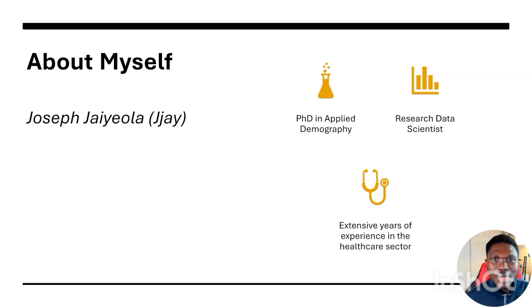My name is Jaiyeola, and people fondly call me Jjay. Some people also call me Joe. Anyone is fine with me. By education, I have a PhD in applied demography, and people often ask me what that means, and I tell them basically it means public health plus data science.